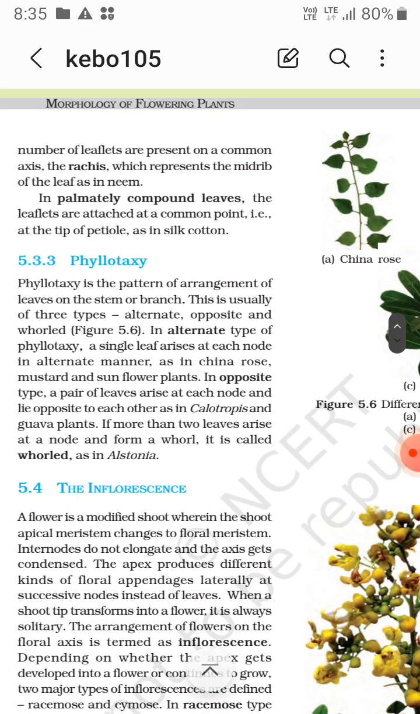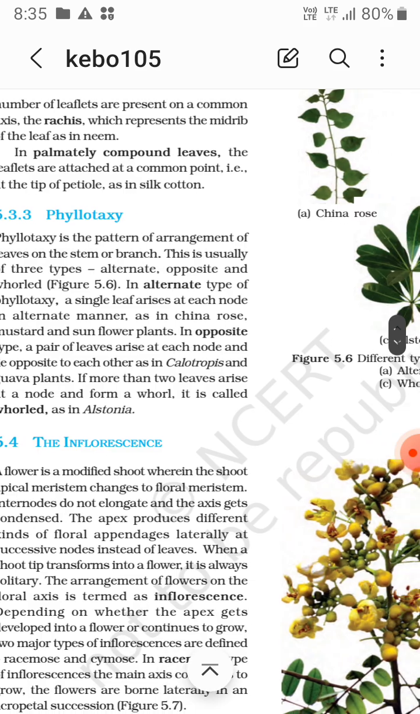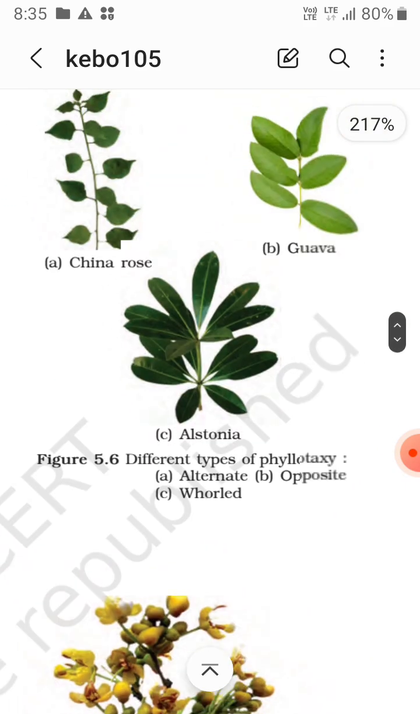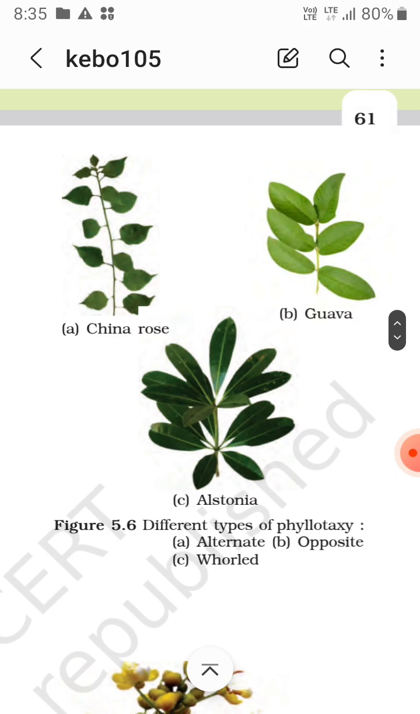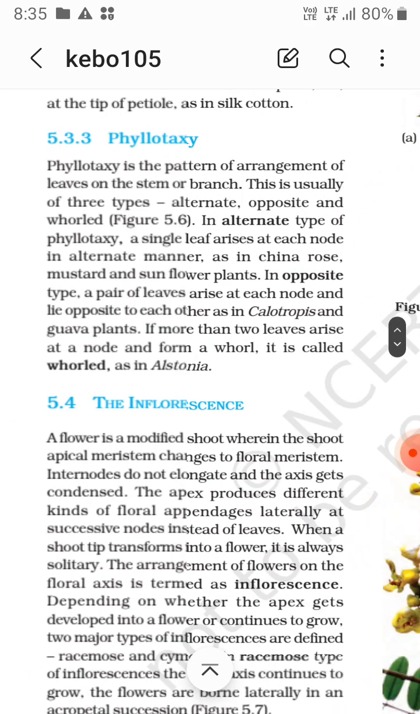In opposite, a pair of leaves arise at each node and lie opposite to each other, as in calotropis and guava. If more than two leaves arise at a node and form a whorl, it is known as whorled phyllotaxy, and it is shown in Alstonia. So China rose, guava, and this one is Alstonia. So these are the different types of phyllotaxy.